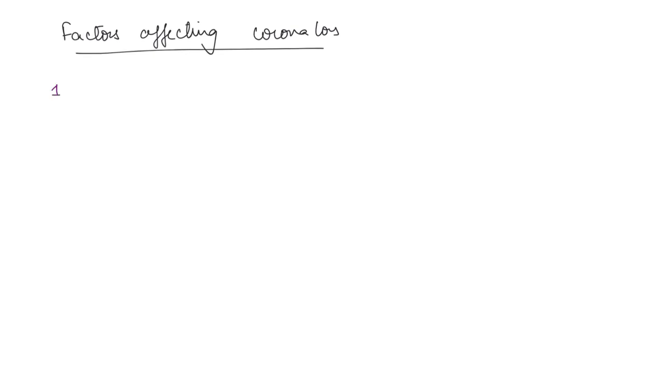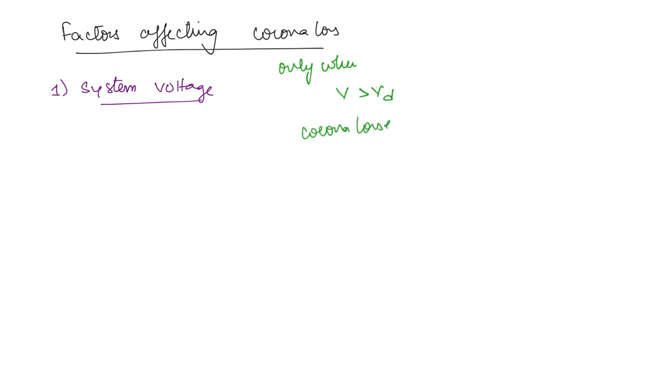Okay. So the first one is system voltage. The losses will start only when the operating voltage is greater than Vd. Only when V is greater than Vd will corona losses start to occur. As voltage increases, the corona loss will also increase, right? Because there will be greater ionization as the voltage increases, so there will be a greater amount of losses.